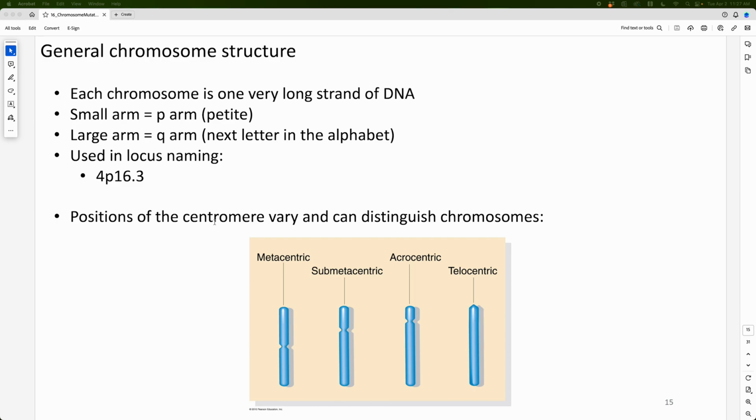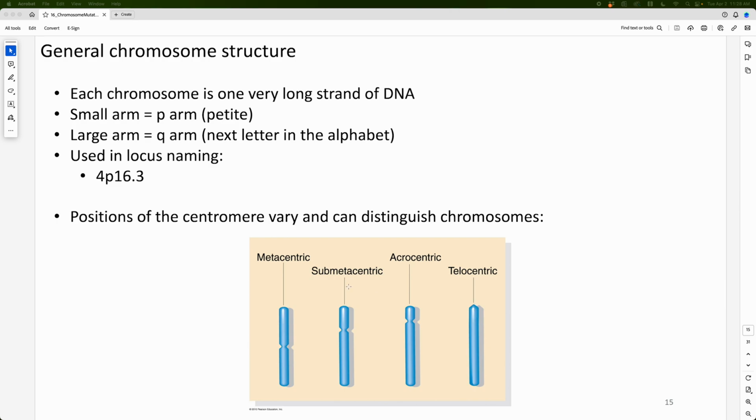The positions of the centromere will vary and can distinguish different chromosomes. This is one of the things that we talked about, which identifies a homologous pair of chromosomes, so the centromere location is the same. Our metacentric centromeres will be essentially in the middle of the chromosome. Submetacentric will be slightly to the side of the middle. As you get closer and closer to the end of the chromosome, you'll find centromeres that are referred to as acrocentric. And then telocentric are those where the centromere is specifically at the very end of the chromosome.